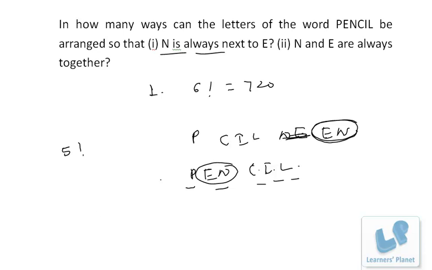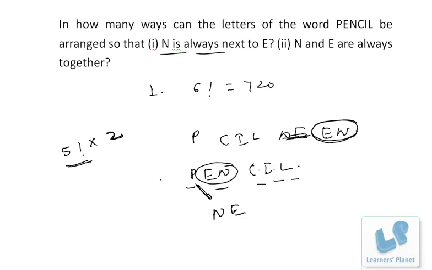Now the other case is N and E are always together. In this case also N and E are together, but we were having a condition that N is always next to E. That means E N should be the order. Now if N and E should only be together, then E N and N E, both the events are acceptable. So apart from this 5 factorial, this N E will also be acceptable. So we will be getting 2 arrangements. So 5 factorial into 2, that will be the total number of arrangements.